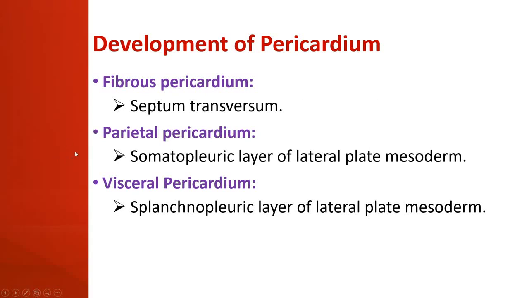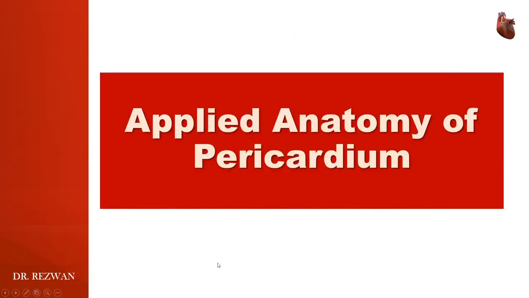The parietal pericardium is coming from the somatopleuric layer of lateral plate mesoderm. The visceral pericardium is coming from the splanchnopleuric layer of lateral plate mesoderm. That's all from the gross anatomy portion regarding the pericardium. Now we will learn some applied anatomy of the pericardium. That means the clinical correlations of the pericardium.